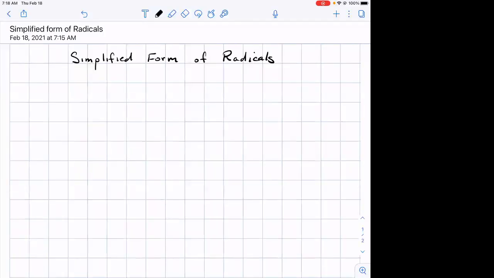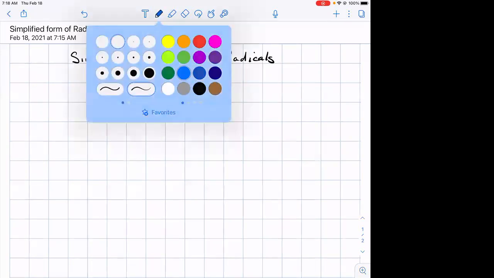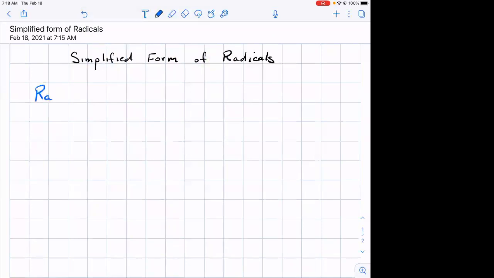Hello. In this video, we'll talk about how to simplify radicals. Keep in mind, radicals are roots. For example, square root is a form of a radical. So when we speak of radicals, we're really referring to roots.